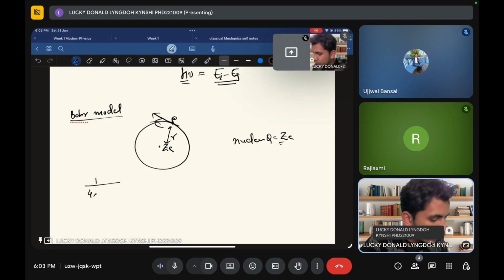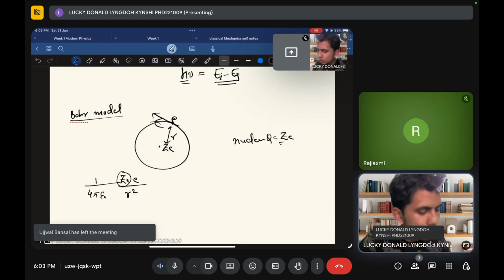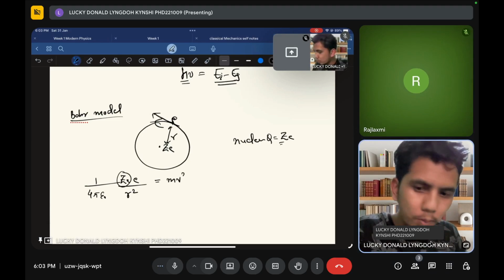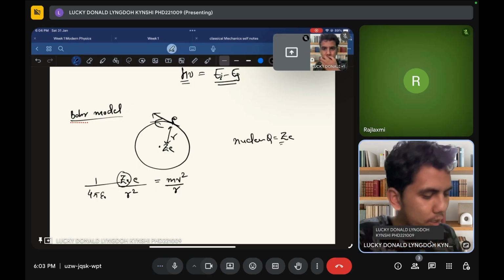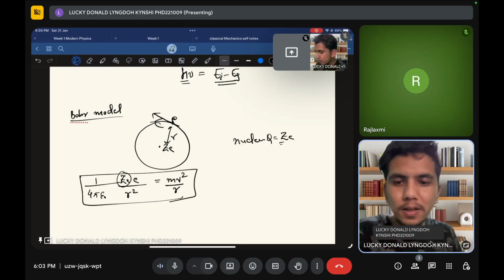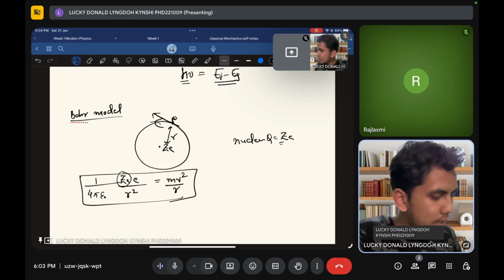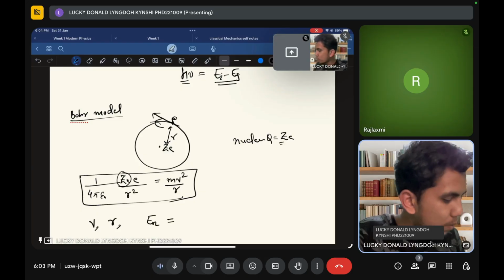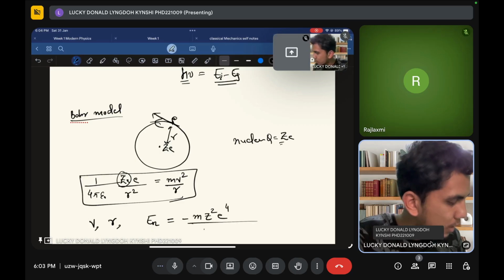So what will happen? 1 by 4 pi epsilon, this is the Coulomb attraction, 1 by 4 pi epsilon Ze into e divided by R square, isn't it? Ze is due to the nucleus and e is due to the electron, which will be equal to mv square by R. That means mv square by R is the centripetal force. From here, you can easily calculate the velocity and the radius. What I'm more interested in is the energy En. The energy of the orbit is given by minus of m Z square e to the power 4 divided by 8 n square h square epsilon square.